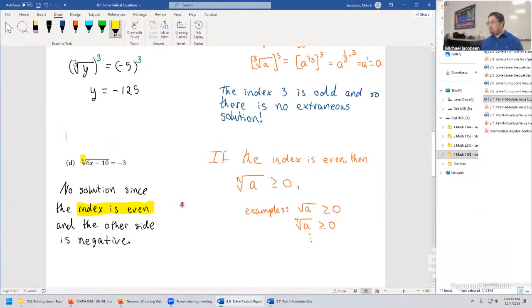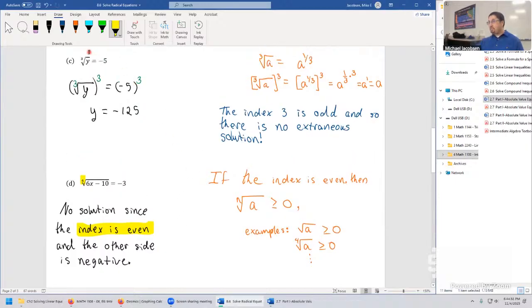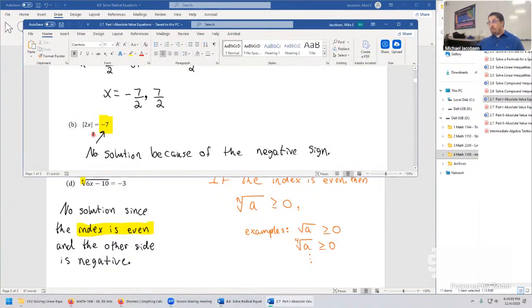So again, some of them are kind of nice. If it's something like this, all you do is raise to power 3. You don't even have to check your answers. If it's a 4th root or a square root and so on, but one side is negative, then there's nothing to do at all. It's much like looking into this one. Absolute value of 6x minus 10 equals a negative 7 would also have no solution.